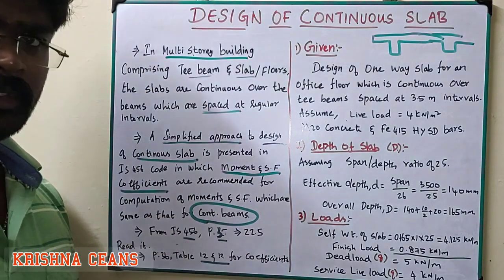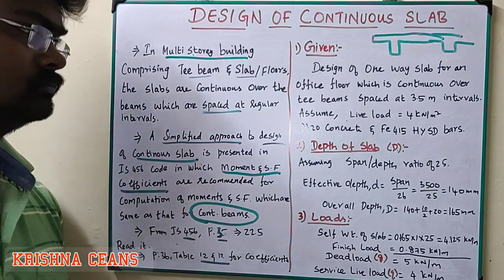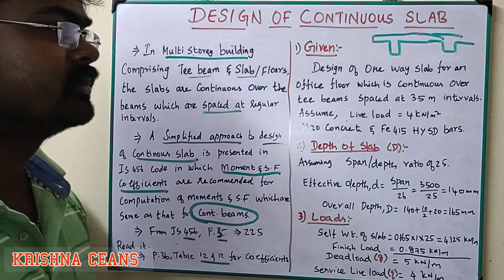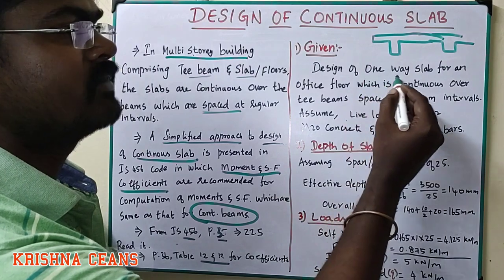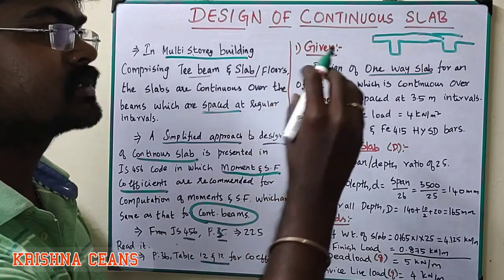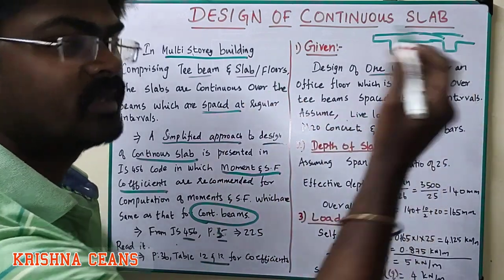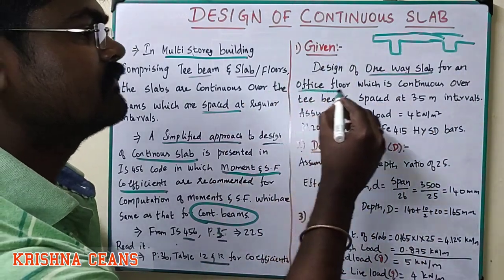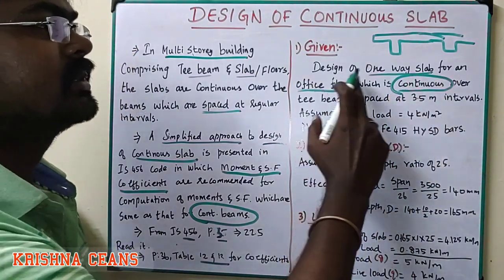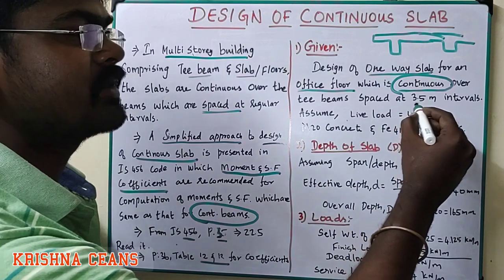This is the design procedure to calculate and design the continuous slab. First of all, let's see how the question and data will be provided. Design of one-way slab. As we have already designed one-way slab and two-way slab, based upon the question itself we should not go for that; this is a one-way slab. Further we will read the question: in the office floors which is continuous, that is the very important word. Design a one-way slab for an office floor which is continuous over T-beams spaced at 3.5 meter.